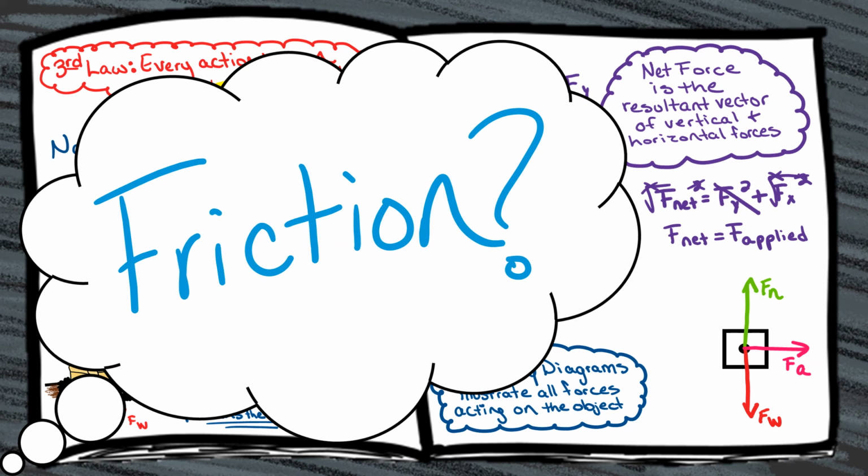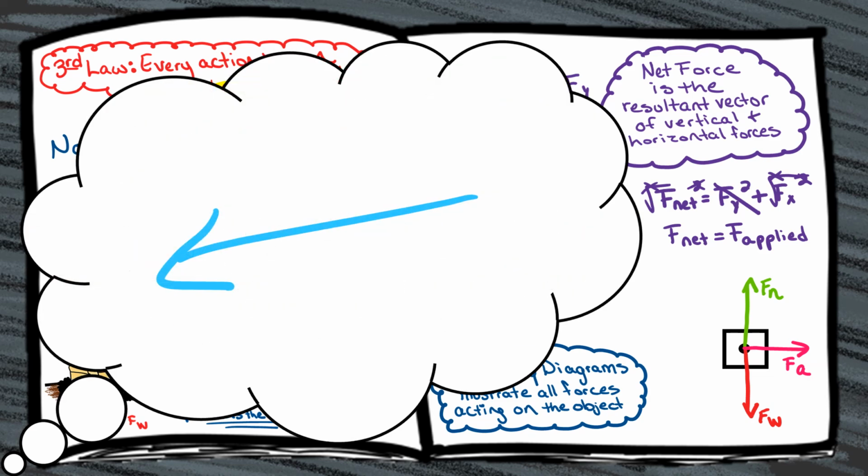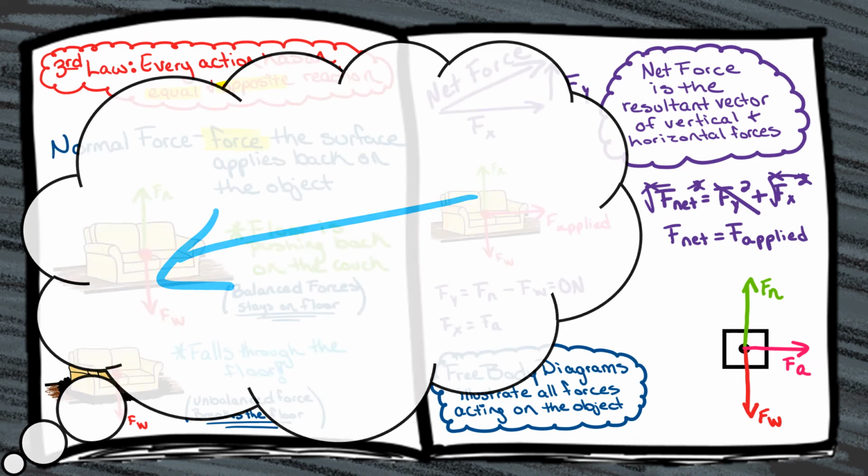Great question, Alex. Let's say that we did want to consider friction in this free body diagram. How would we draw it? Good job. Friction would be drawn in the opposite direction of motion. In this case, the couch is moving to the right. Therefore, friction would be pointing to the left.